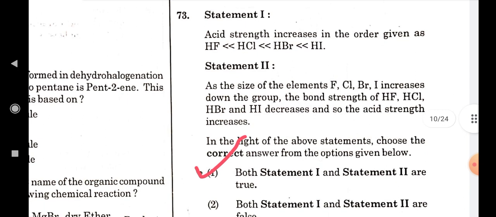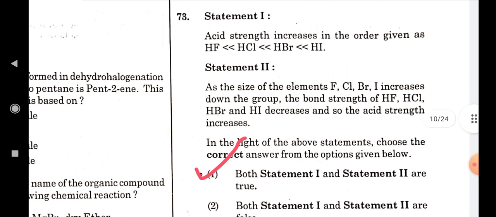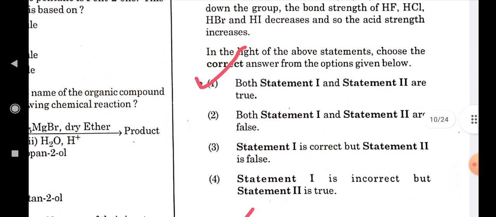Next, the acid strength. So there is a statement 1 that is given, the acid strength increases in this order. Statement 2, the size of the halogen determines it, yes. So we know that as the size of the halogen increases, the length of the H-I or the H-Br or the HCl and the HF bond increases with the increase in the size of the halogen, and thus the acidity also increases, because as the bond length increases, it is a little easier to dissociate that particular halo acid. Okay.